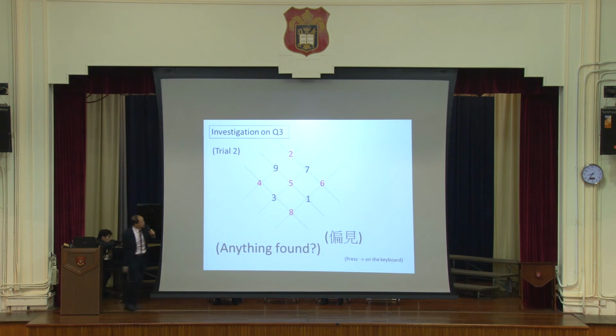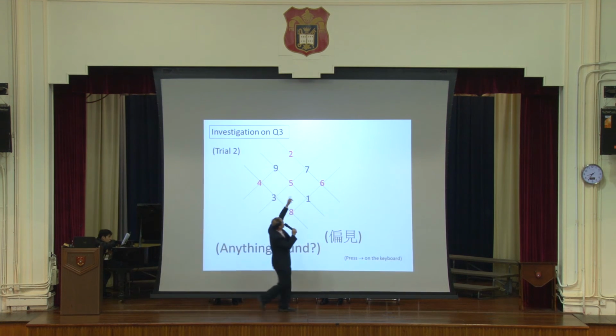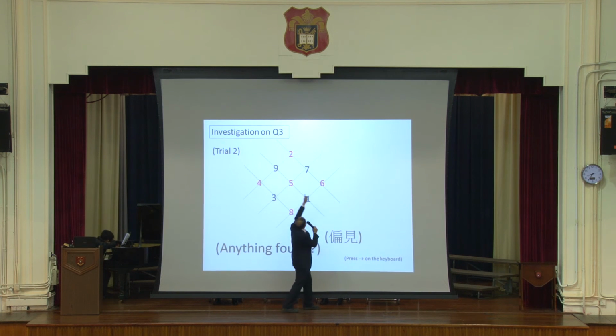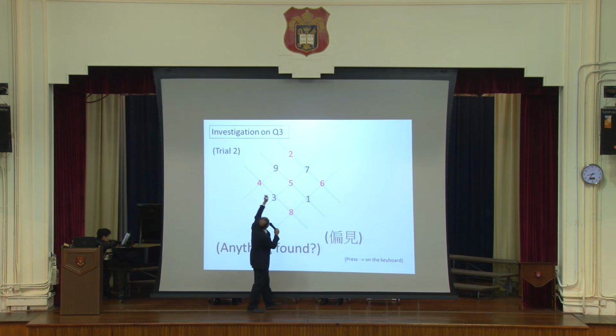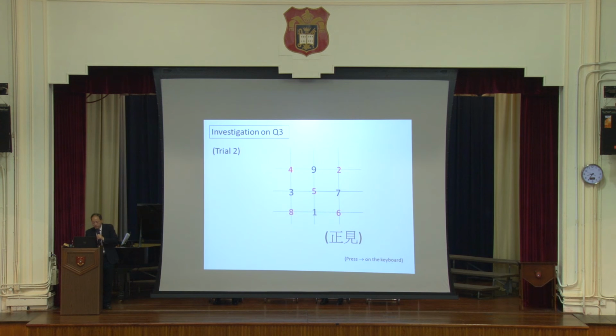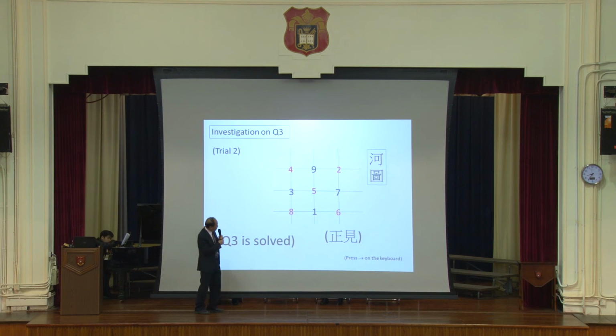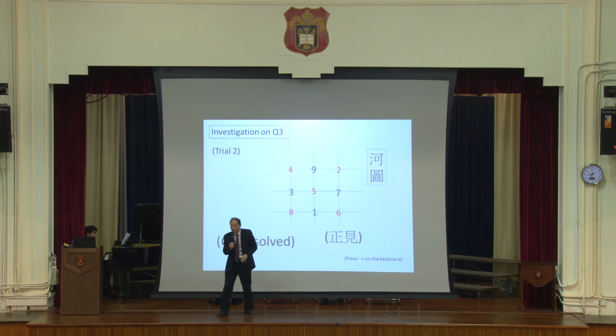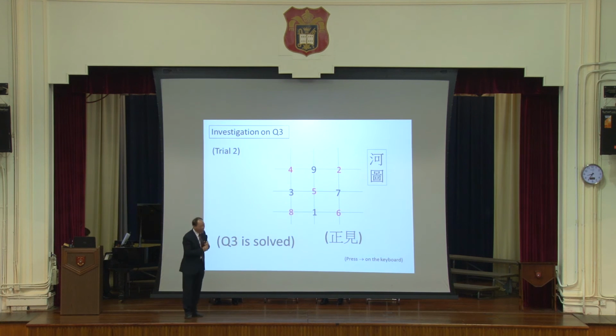What about this direction? 2 plus 7 plus 6, 9 plus 6 is 15. 9 plus 5 plus 1 is 15. 4 plus 3 plus 8 is also 15. So what do we get? That's the solution. Do you agree? We have solved the problem. Okay. Thank you.